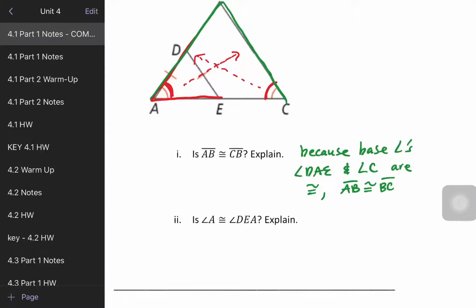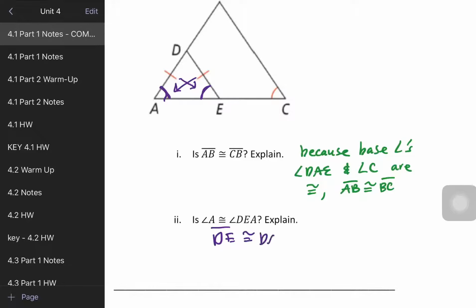Is angle A congruent to angle DEA? Explain. So let me erase my markings here. Is the angle DEA congruent to angle A? Well, do you see that the sides across from those angles are congruent? So yes, because DE is congruent to DA, then the base angles, angle A and DEA, are congruent.